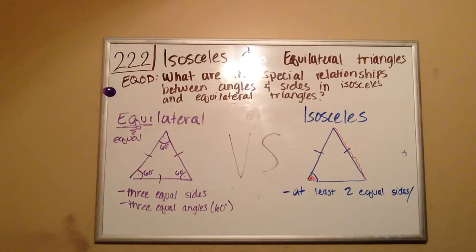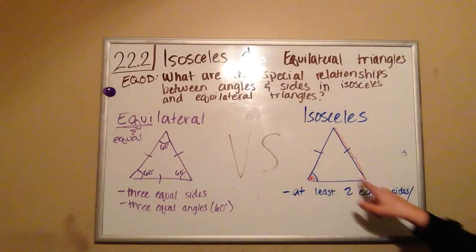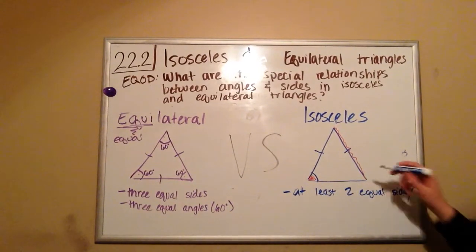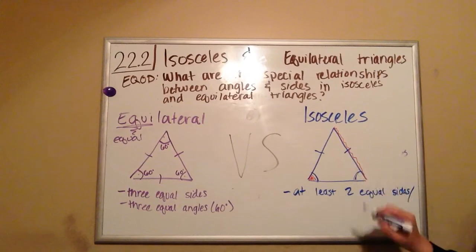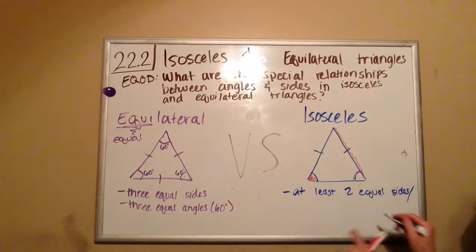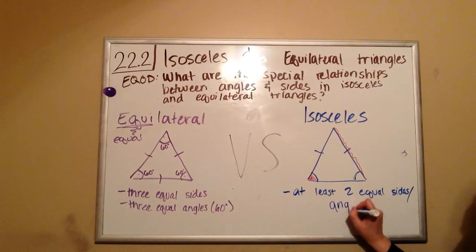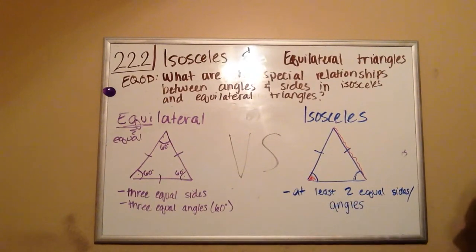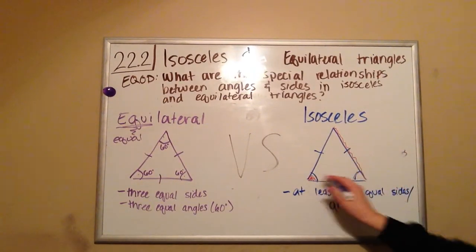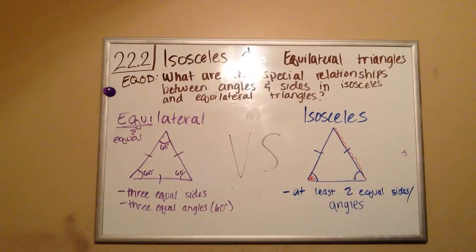Okay, so, and this side corresponds to this angle. And since the sides are the same size, the angles are the exact same size. So this isosceles triangle actually has at least two equal sides, which means that it has two equal angles. Okay, that's what an isosceles triangle is.